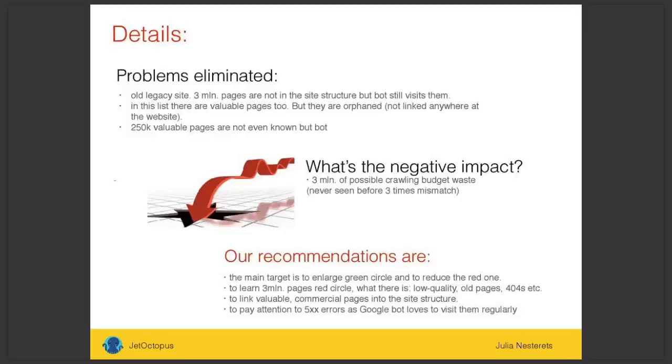Our main recommendations were: the main target is to enlarge the green circle and reduce the red one, but actually it is for all the clients we have. To study these 3 million pages of the red circle deeply and understand what is there: if there are low quality thin pages, old pages, or maybe there are valuable pages too. And to link them into the site structure if they are valuable. And also to pay attention to 500 errors, as Googlebot loves to visit them regularly. But actually, we recommend that to everybody because it's just the rule.